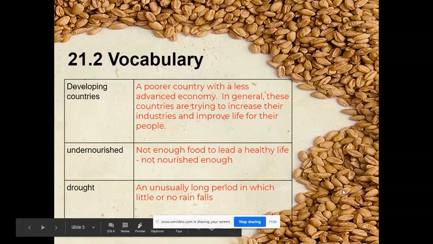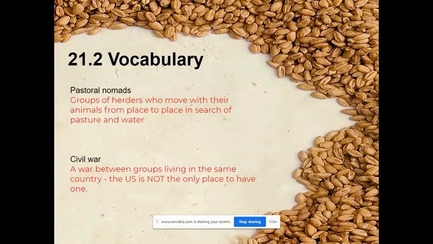The next word is drought, an unusually long period in which little or no rain falls. The next vocabulary word is pastoral nomad. They are groups of herders who move with their animals from place to place in search of pasture and water. A civil war is a war between groups living in the same country. Now, keep in mind that the United States is not the only place to have a civil war.